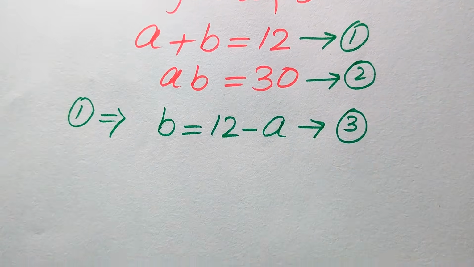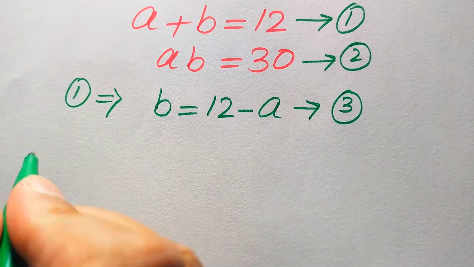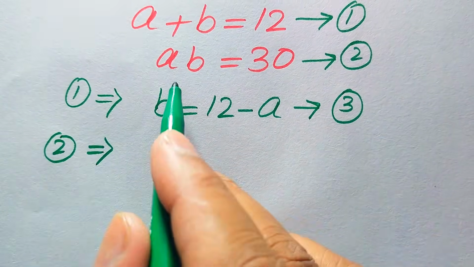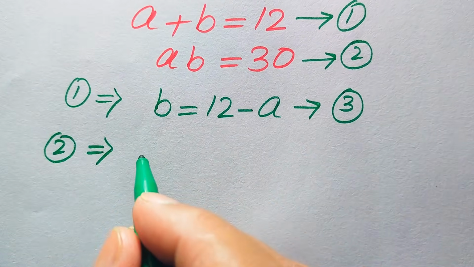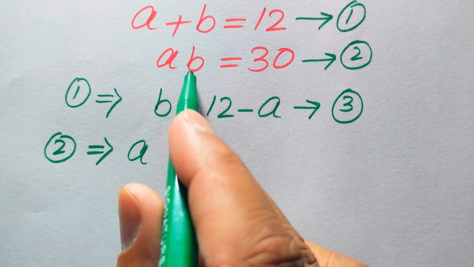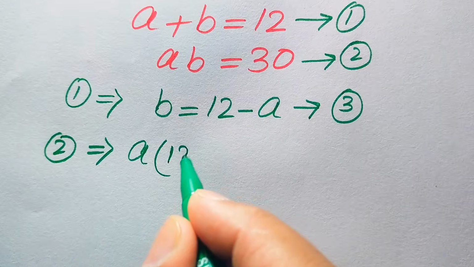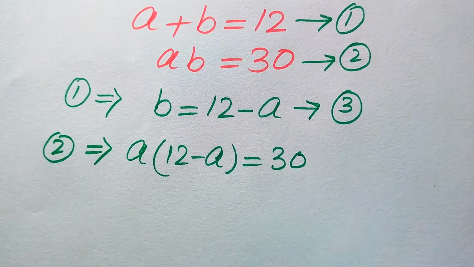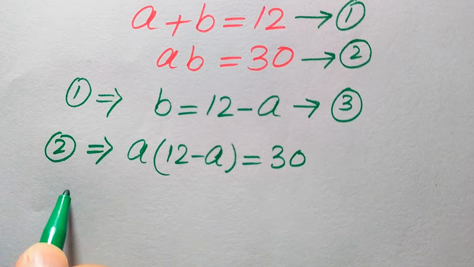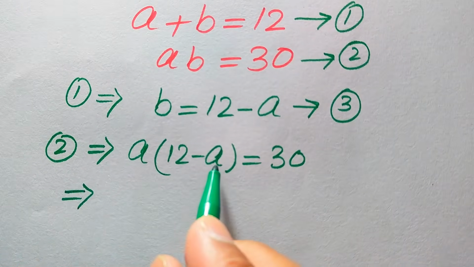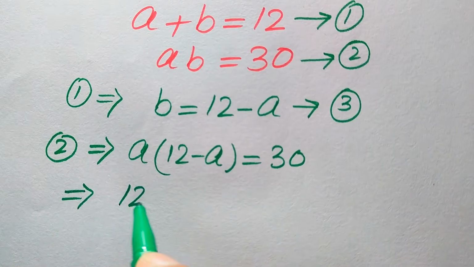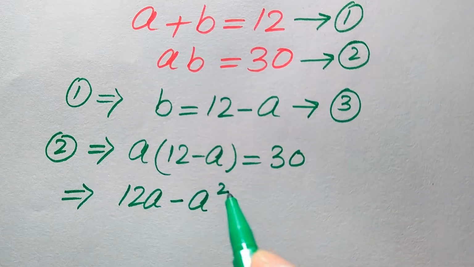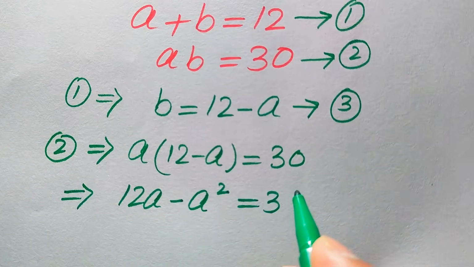So we use equation number 3 in equation number 2, so that equation number 2 implies that ab equals 30, and we substitute the value of b here. The value of b is 12 minus a, so a times (12 minus a) is equal to 30. So here we multiply this a separately on both of these two values, and it will be written as 12a minus a times a, which becomes a square, is equal to 30.